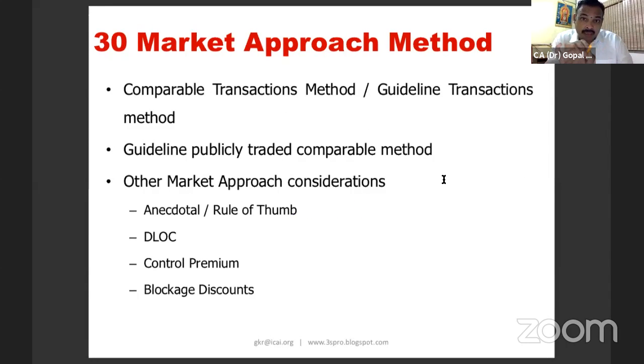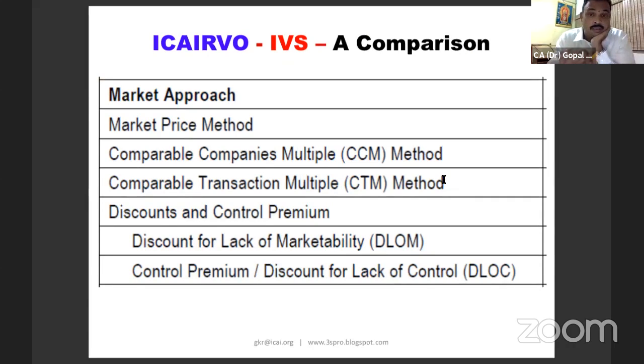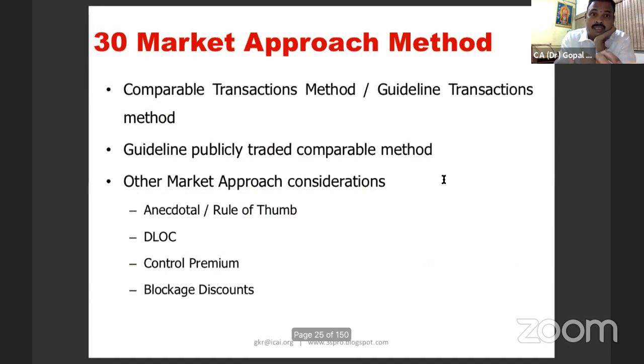Comparable transaction method, otherwise called guideline transaction method. Both are the same. And I'll just share with you the names used in ICA RVO: comparable companies method, comparable transaction method. This comparable transaction multiple method is what is called comparable transaction method or guideline transaction method under IVS.